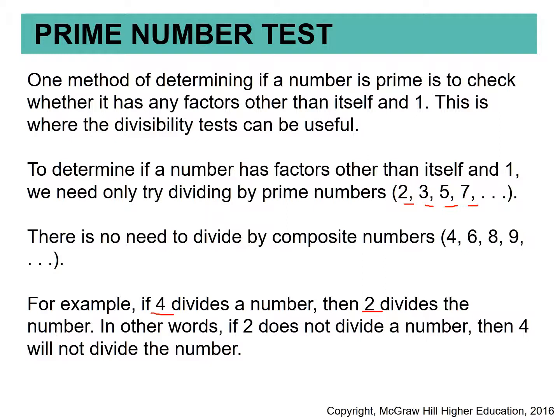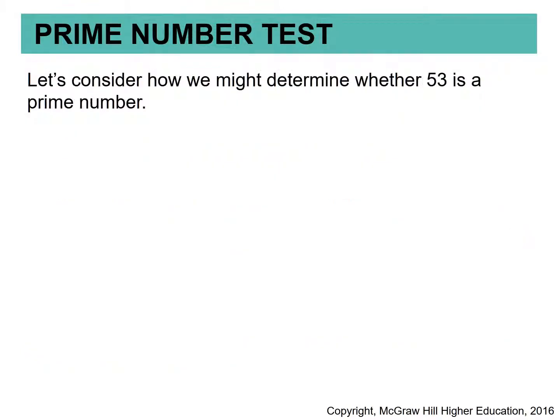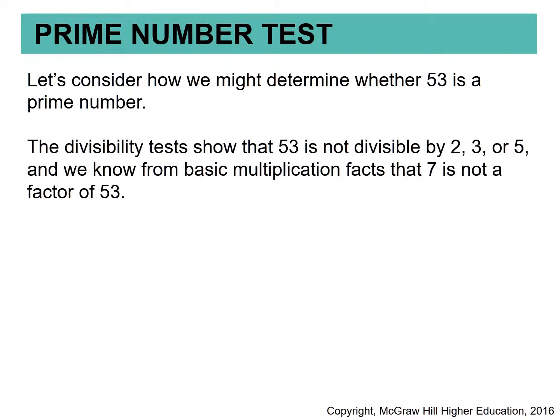So here are some prime number tests we can look at. Let's look at 53. If we go by some divisibility tests, we check 2, we check 3, we check 5, we know that they don't go into 53. And if we check 7, it also doesn't go into 53. I don't need to go higher than that because the next prime number would be 11, and 11 squared is 121, which is a great deal more than 53. So I don't have to go any higher than 7.